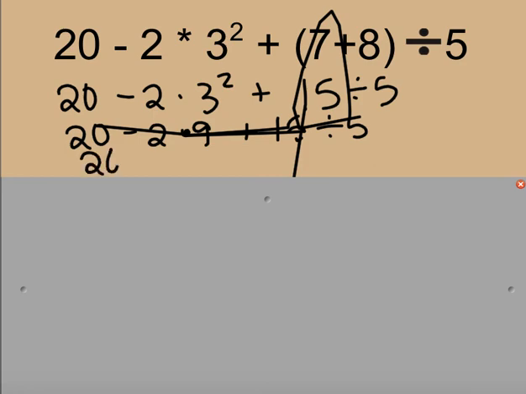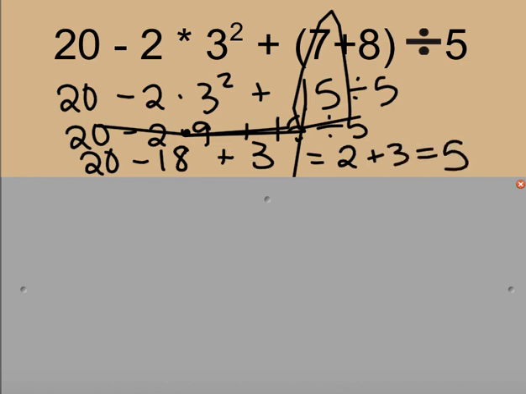So now I have 20 minus 18 plus 3. I continue and I say, all right, 20 minus 18, I go left to right. 20 minus 18 is 2 plus 3 equaling 5.